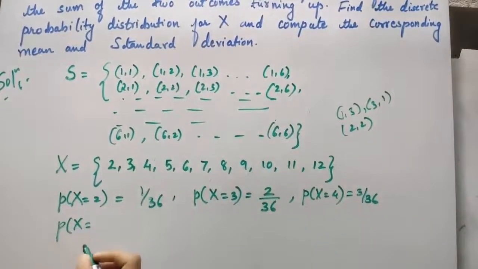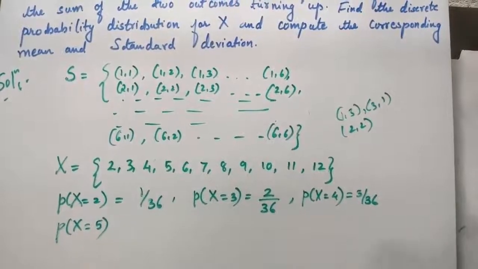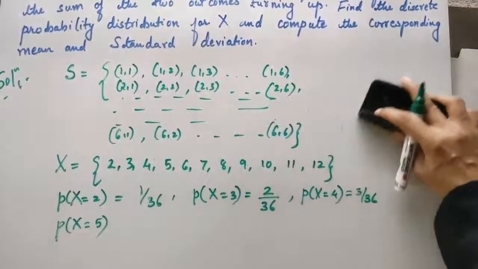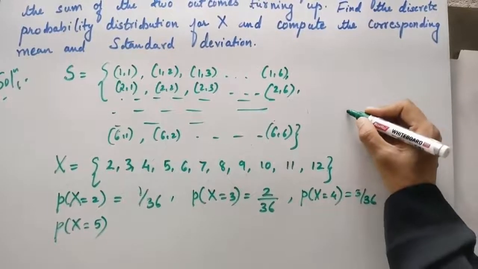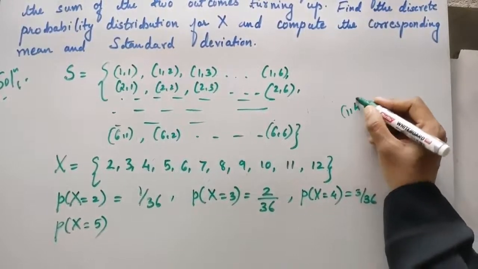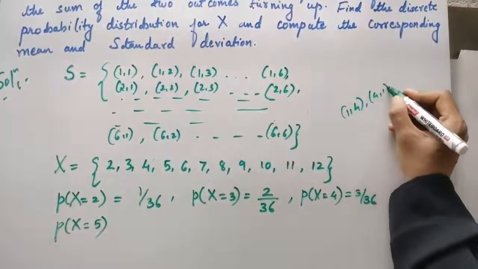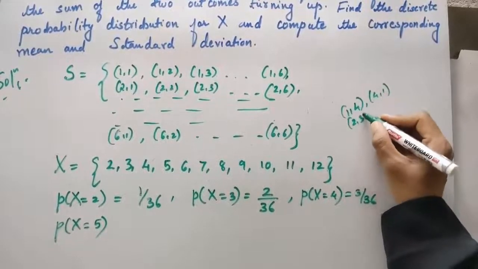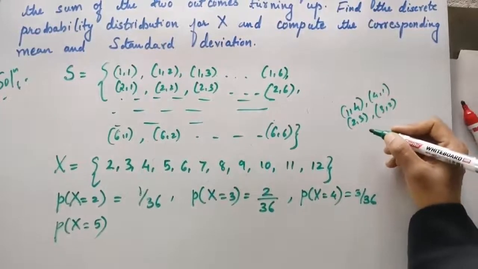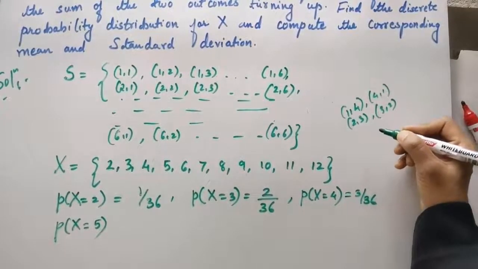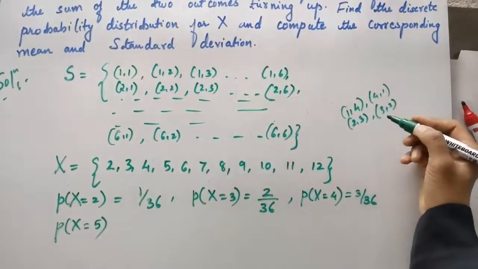Probability of x is equal to 5. So how many such possibilities will give you the sum to be 5, right? So for sum to be 5, it will be 1 comma 4, next 4 comma 1, next 2 comma 3 gives you the sum 5, 3 comma 2 gives you the sum 5, and further check for any other. Is there any other possibility which results in 5? No, there are only 4 such possibilities which result in the sum to be 5.